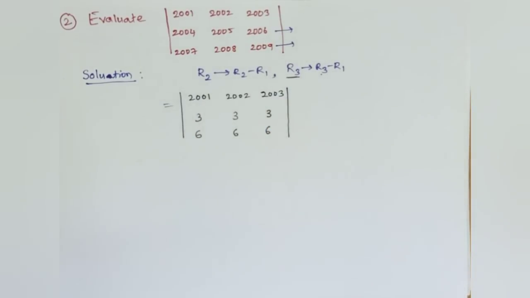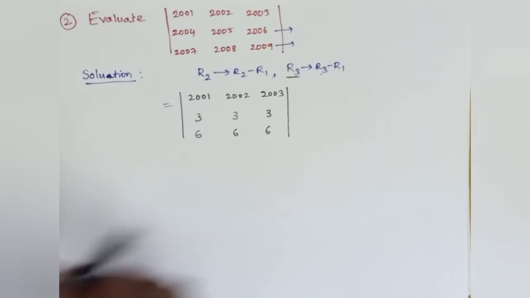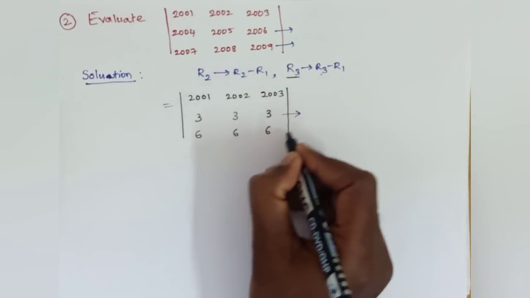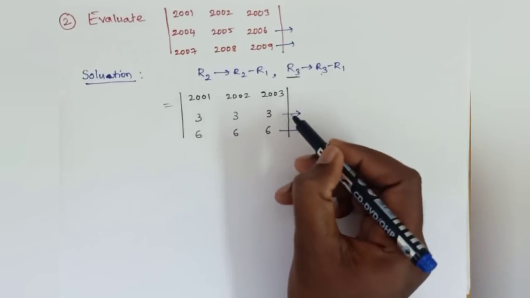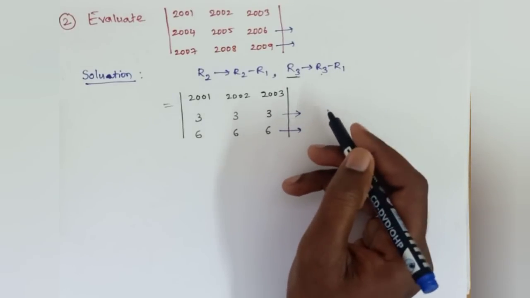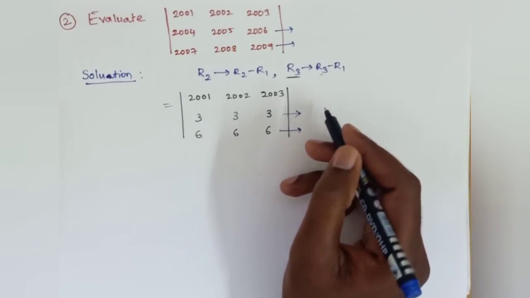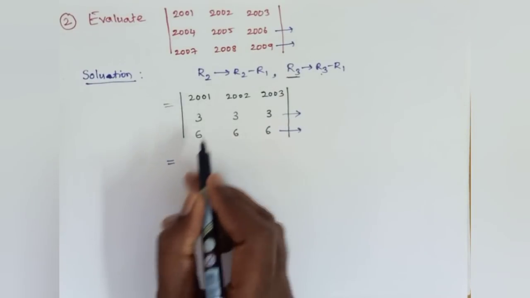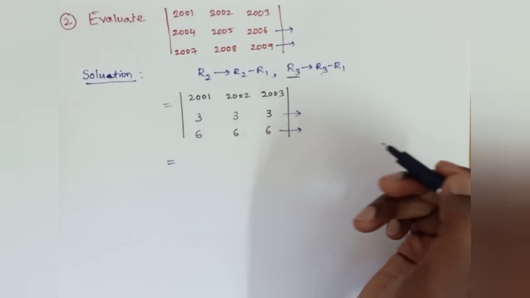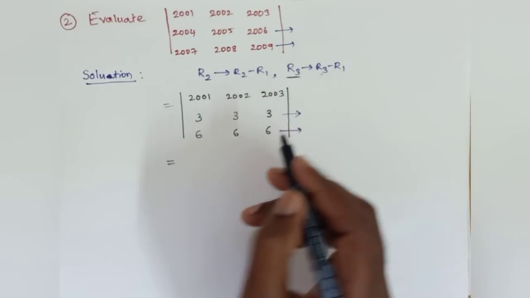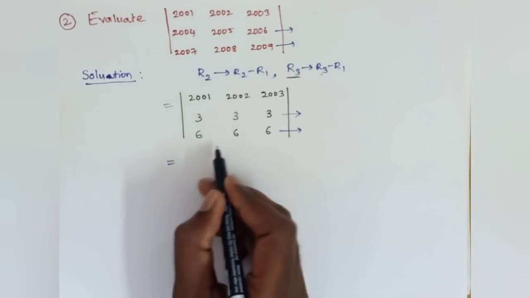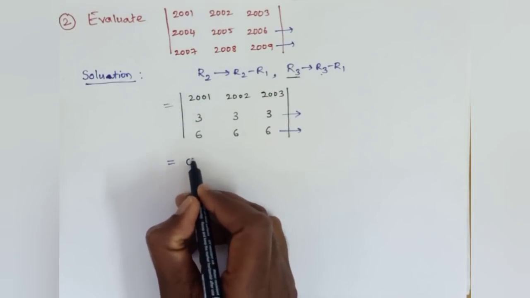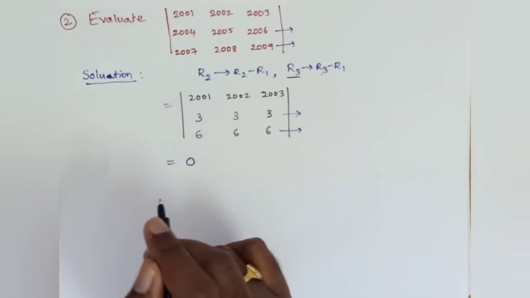Now here you can observe row 2 and row 3. The elements of row 2 and row 3 are in the same ratio. So there is a property using the same ratio of any two rows. Now the determinant value is equal to 0 by using that property.